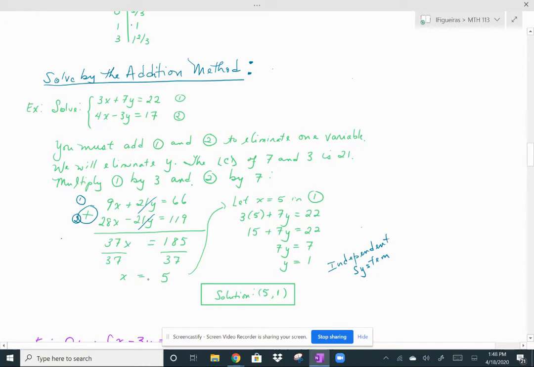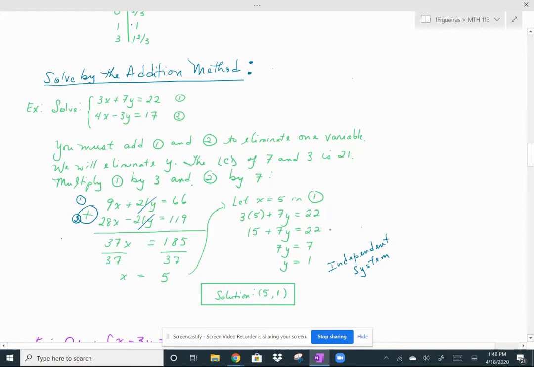When you divide both sides by 37, you get your solution of x equal to 5. But again, you need to solve for both x and y. So you take x equal to 5 and plug it into either equation 1 or 2. I picked 1. You could pick 2 and you should get the same answer. So 3 times 5 plus 7y equals 22. So that's 15 plus 7y equals 22.